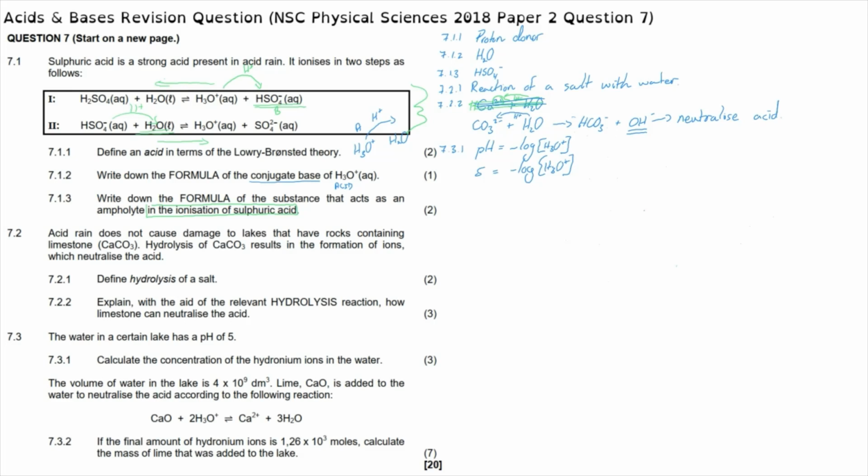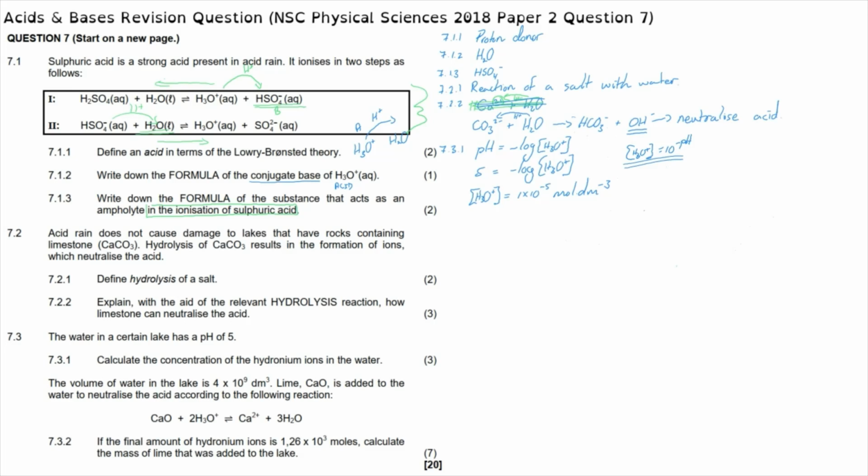And so we can therefore say that our hydronium ion concentration is equal to 1 times 10 to the power of -5, and it is a concentration, so that is moles per cubic decimeter. This was calculated by saying that the hydronium ion concentration is equal to 10 to the power of the negative pH, but this formula is not given in the formula sheet and so cannot be used as such.